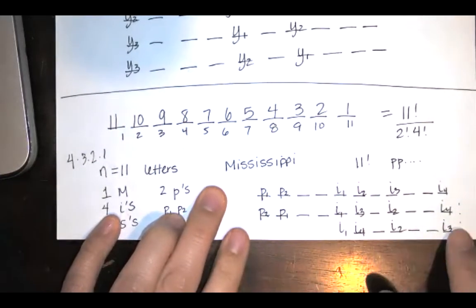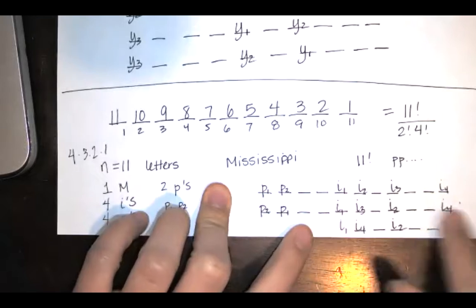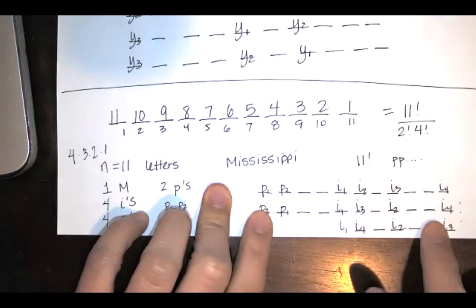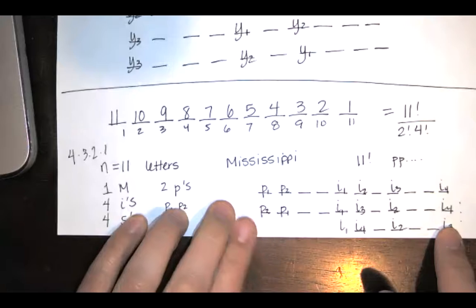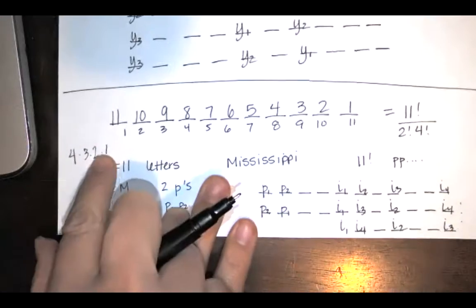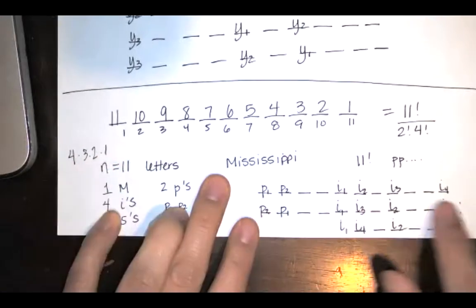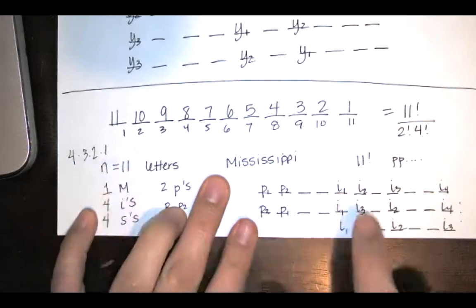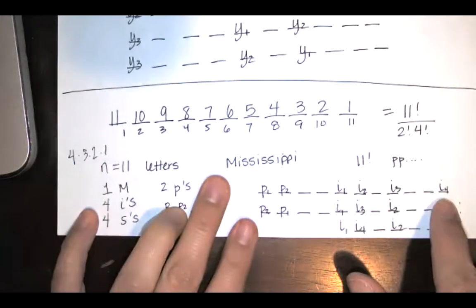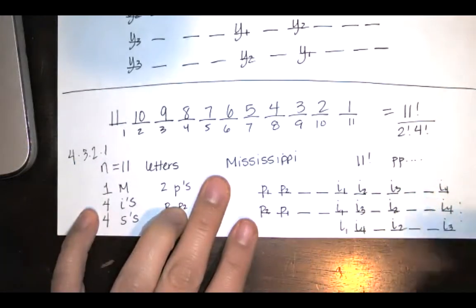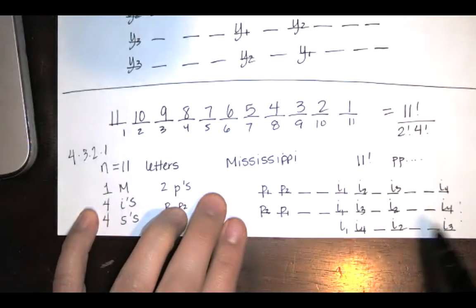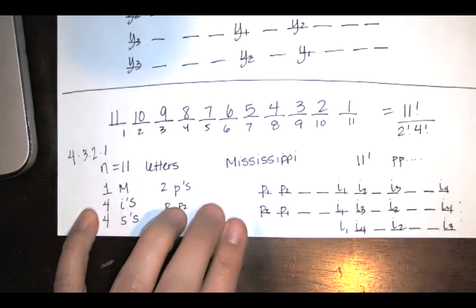But if those i's are at those locations, we're counting this as the same as this, and that's the same as this. We're actually counting all of these as the same, because when we look at it, we don't see an I sub 1, an I sub 2, an I sub 3, and an I sub 4. We just see 4 i's. So we need to divide out all of the times we're counting those as separate when they're actually the same.